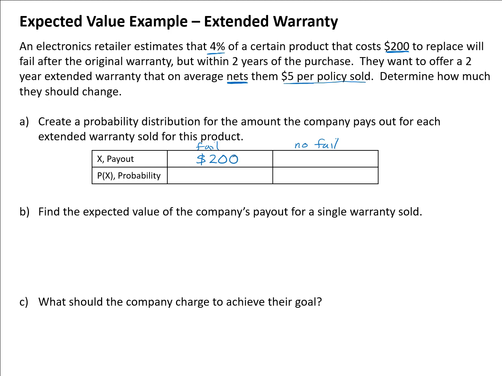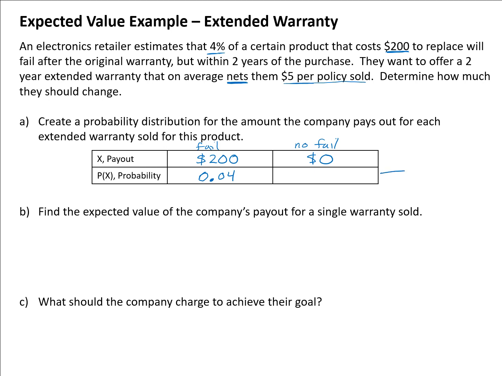That's going to happen, according to the problem, about 4% of the time. When we write a percent, because we're going to calculate it into a probability distribution, we generally make it into a decimal, so 0.04 for 4%, because we are going to be calculating with it. Now, the other thing that could happen is that there is no failure of this product, in which case the retail company pays out zero. They don't have to replace the product.